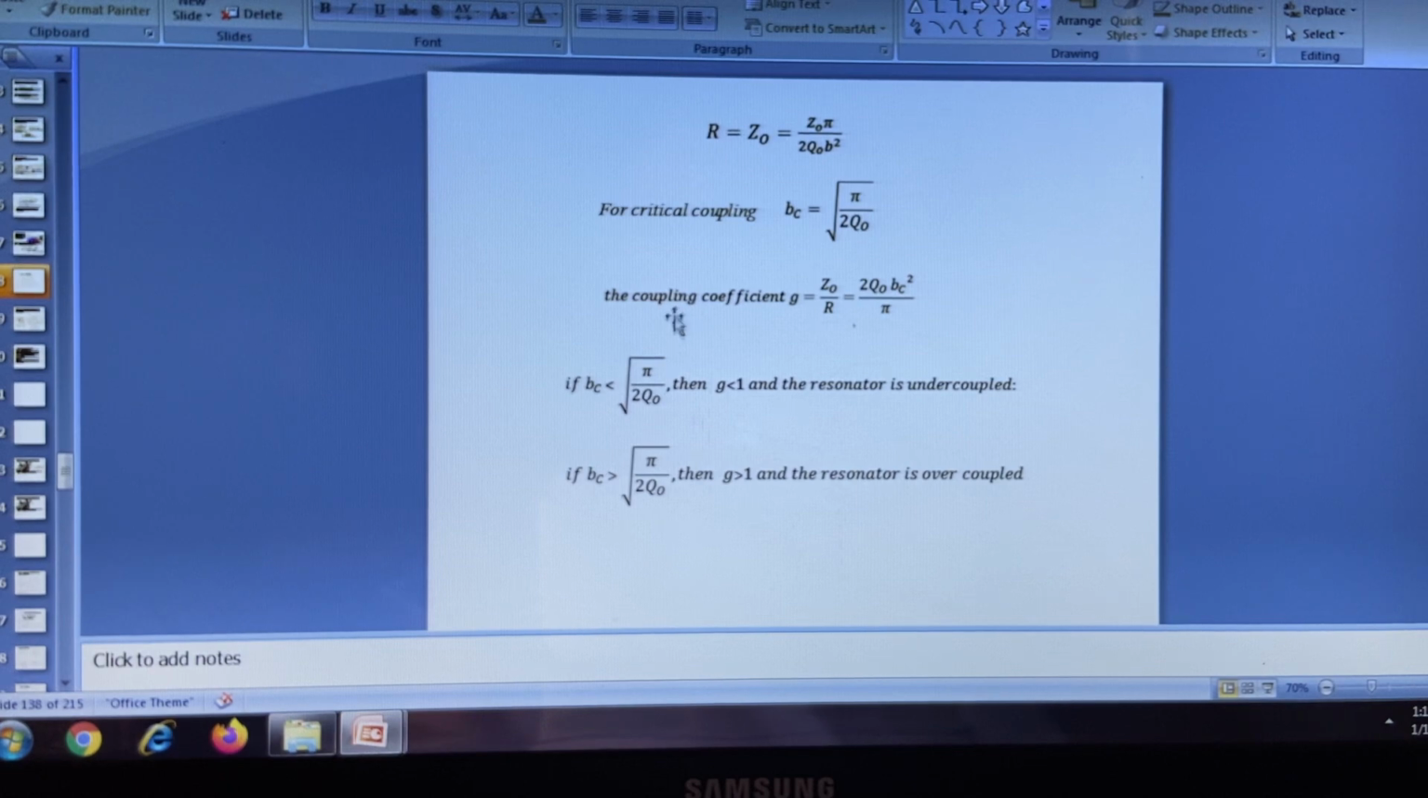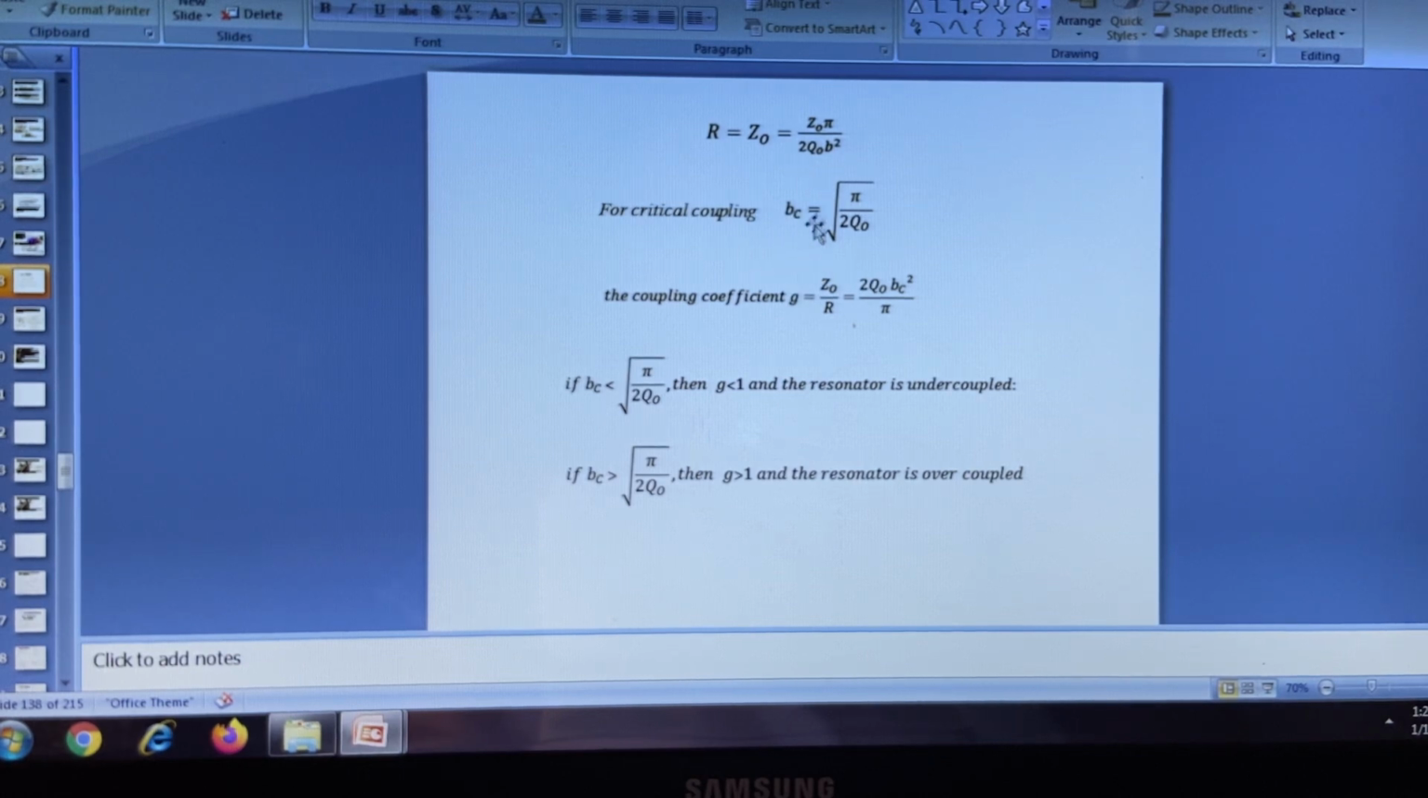As we know, the coupling coefficient for the resonator circuit is calculated. That coupling coefficient is Z0 divided by R. R, we got this R for this circuit. The R is given by this value. So substituting this R in this equation, you will be getting this equation. So this is the coupling coefficient for this gap coupled lambda by 2 open circuited transmission line. So this is a BC here, capacitor for critical coupling.